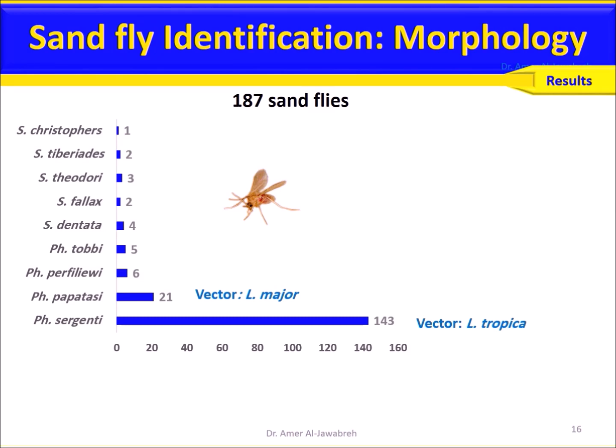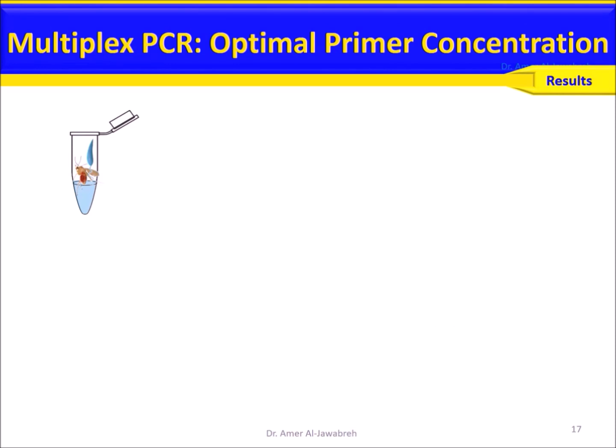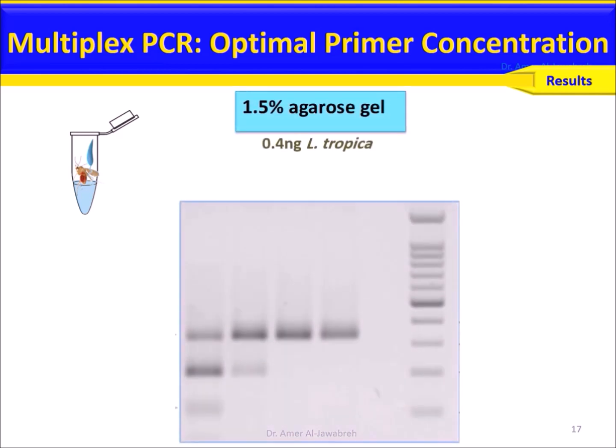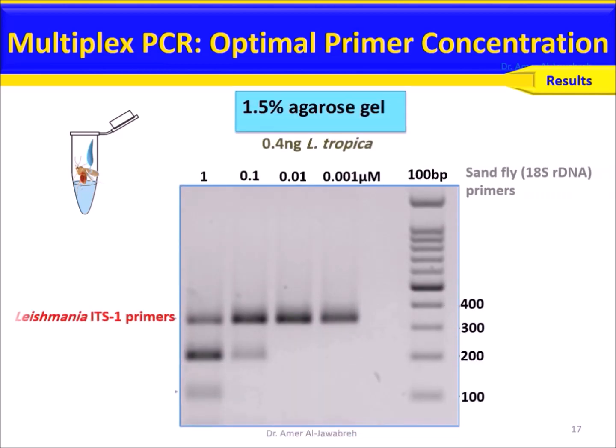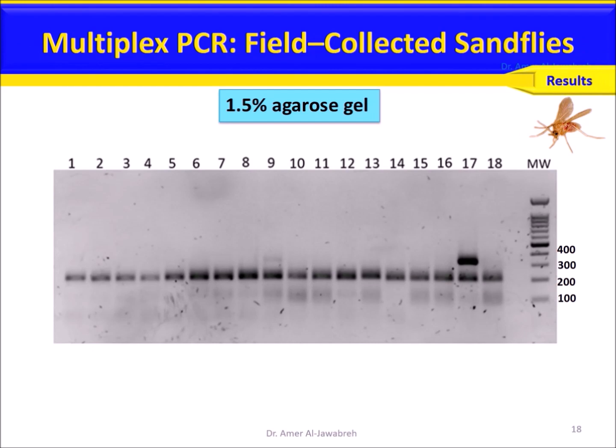Results: multiplex PCR, optimal primer concentration for sandflies. 0.1 micromolar is the optimal concentration for sandflies, as it showed both bands without any dimers and a strong Leishmania band despite low concentration.